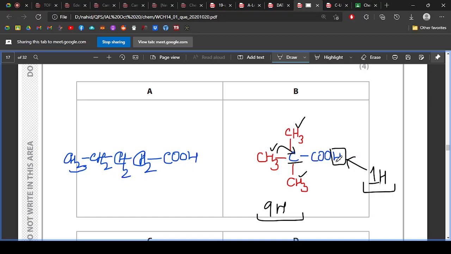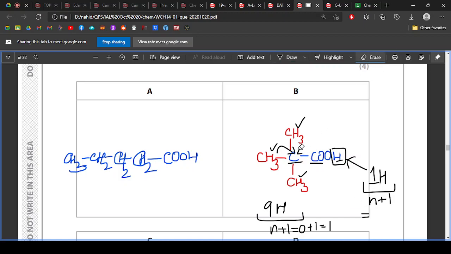This hydrogen is joined to this carbon, not the central carbon. So don't you think n plus 1 will be 0 plus 1? You will get a singlet, yes? Also for this one hydrogen, what is n plus 1? Same thing, right? Because this one's neighbor is also this carbon only.